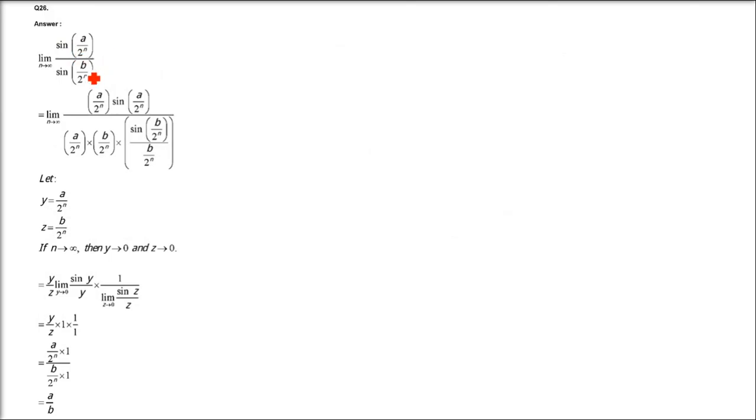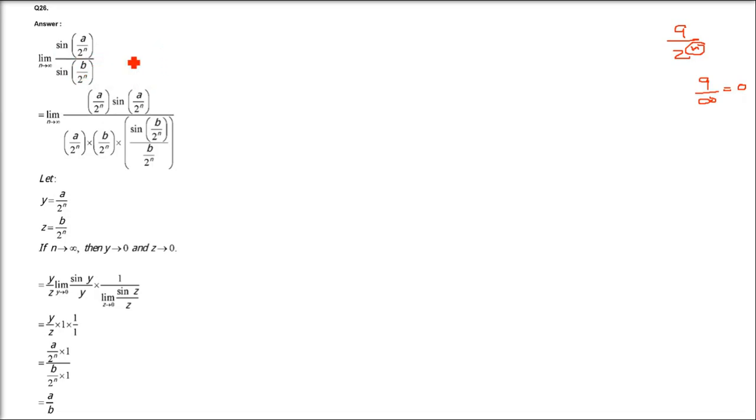This is question number 26. Sine a by 2 to the power n over sine b by 2 to the power n. So this is the same as the previous one. We have a numerator and denominator, so we'll do the same thing. Here a by 2 to the power n, n is infinity, so a by infinity is 0. This is going to be sine 0 by sine 0, which is 0 by 0, indeterminate.